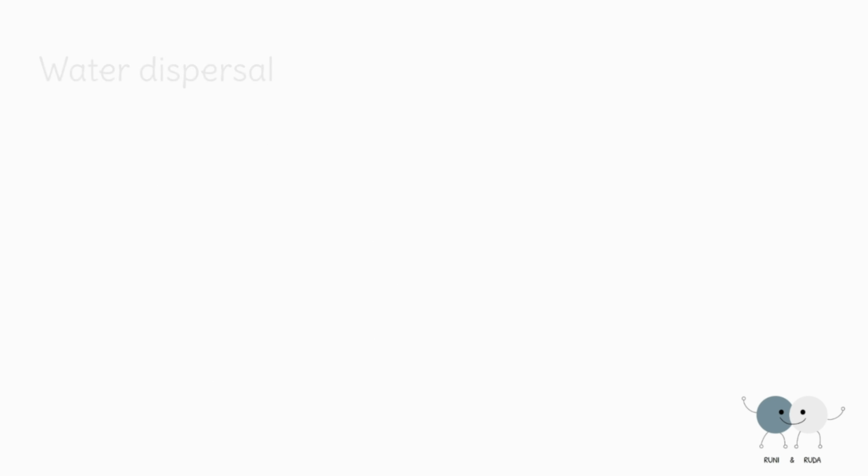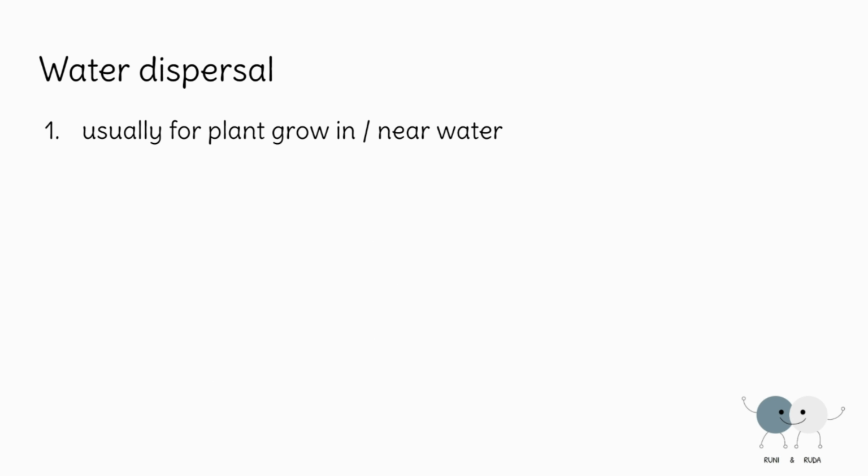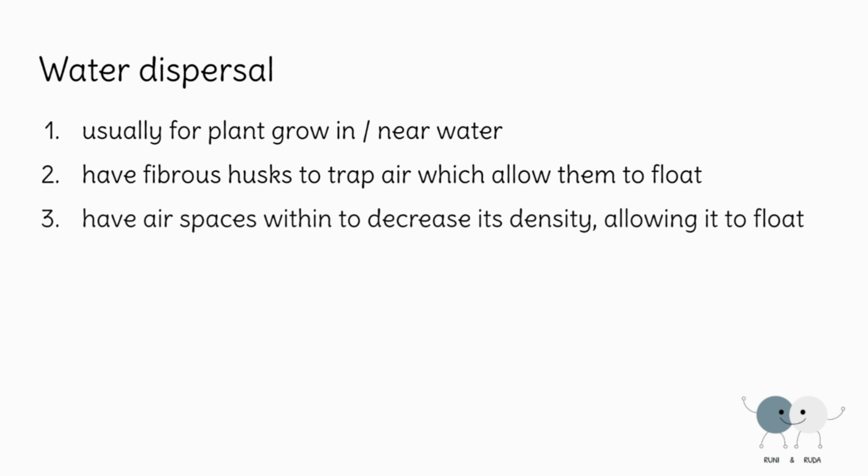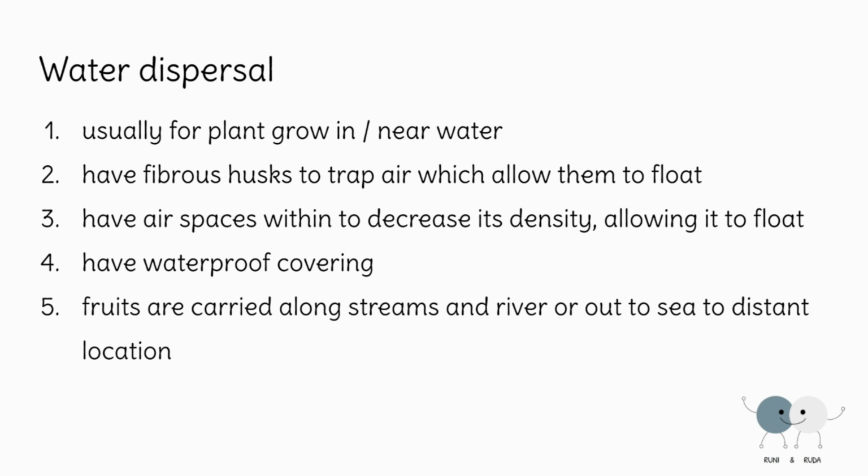Water dispersal is usually for plants grown in or near water. They have fibrous husks or air spaces within to decrease their density and allow them to float. They will also have waterproof covering, and fruits are carried along streams and rivers or out to the sea to distant locations.